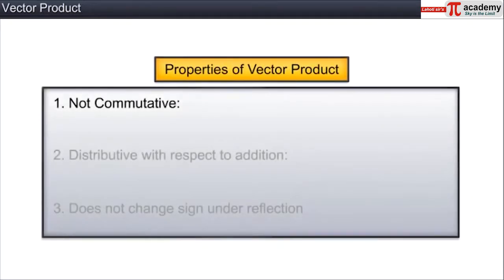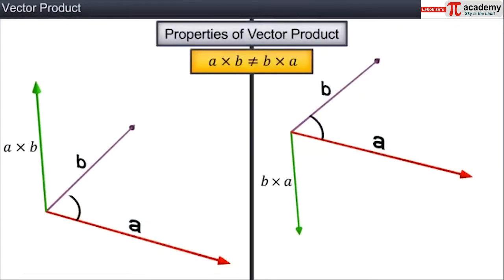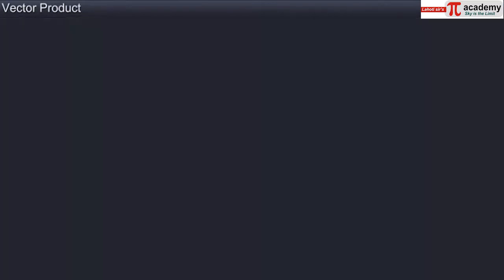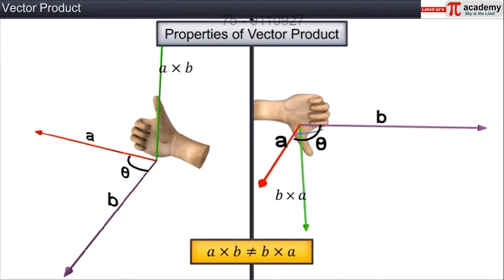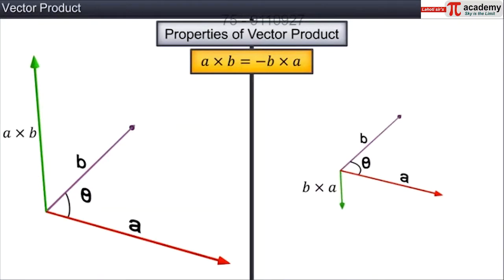The vector product of two vectors is not commutative. That is, A cross B is not equal to B cross A. Although the magnitudes of A cross B and B cross A are equal, they are opposite in direction. However, A cross B is equal to minus of B cross A.